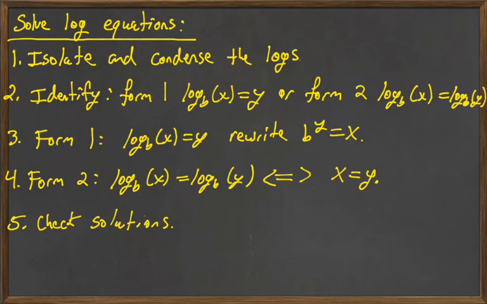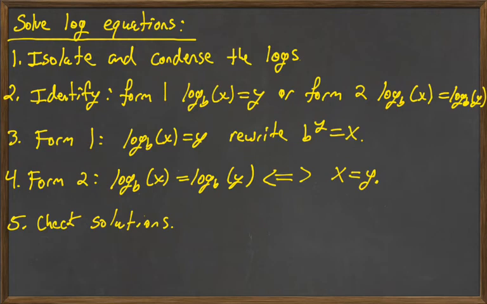If it's form 1, you're going to rewrite it in the exponential form. So log base b of x equals y is the same thing as b to the y power equals x. If it's in form 2, you're going to have a logarithm on both sides. So it'll be log base b of x is equal to log base b of y. That is if and only if x is equal to y. So sometimes you say equal bases equal exponents. Well, equal bases equal arguments here.